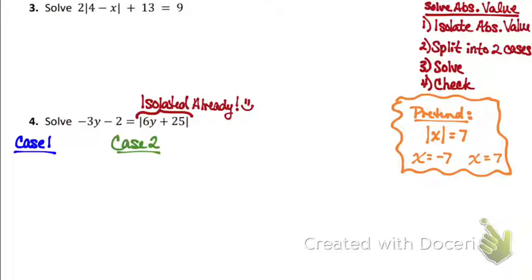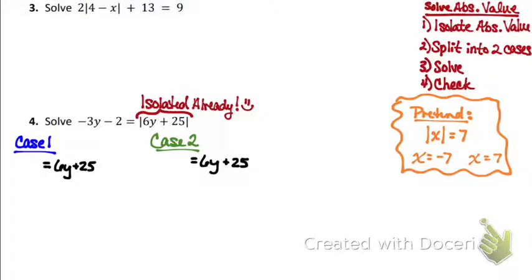What's inside the absolute value? 6y plus 25. In both of my cases, that's going to be exactly the same. That's like this. I rewrote the x 2 times without the absolute value symbol on it. So I recopied this part exactly as I saw it 2 times without the absolute value symbol on it. So far, so good?